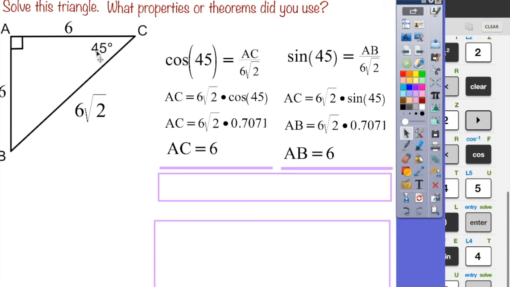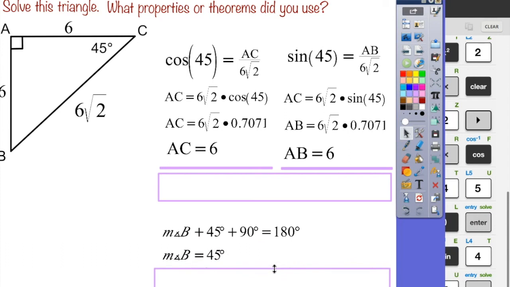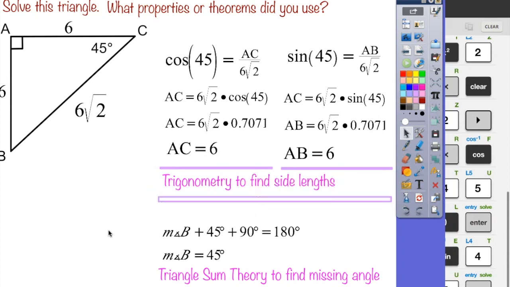Well, if this is 45 degrees and this is 90 degrees, then what would angle B be equal to? It would be 45 degrees. So triangle sum theorem tells me that if this is 45, angle B is also 45 degrees. And we used trigonometry to find the side lengths. So we know that this is an isosceles right triangle. So it makes sense that the legs would be equal.